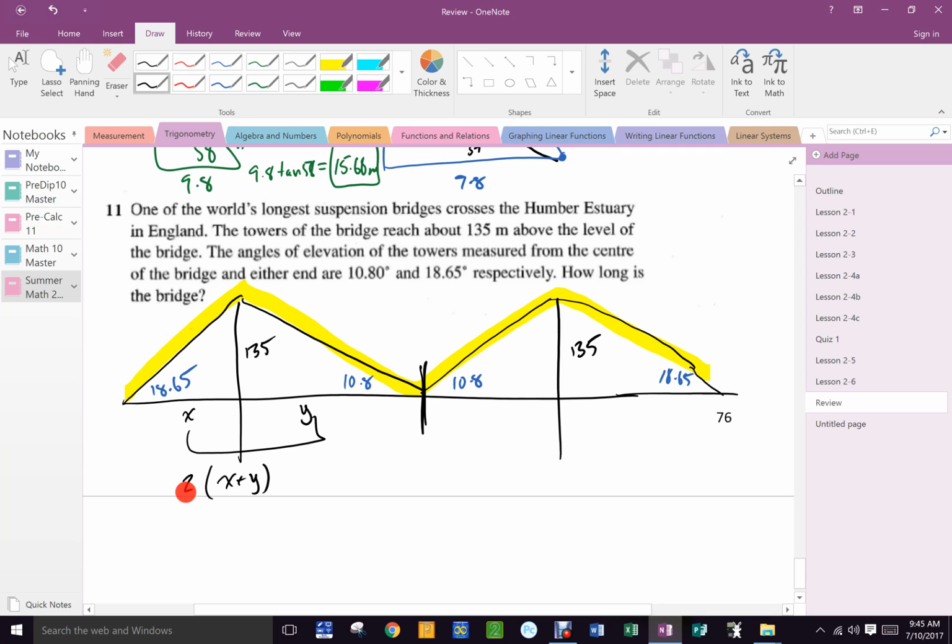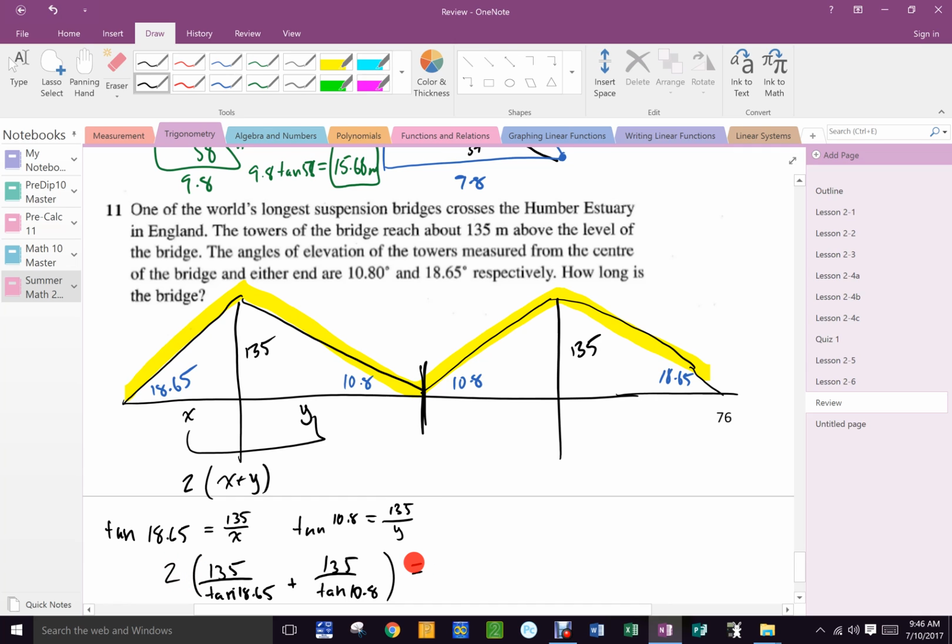That's it. So x, I have a theta, 18.65, and it's going to be tan, right? Opposite over adjacent. So tan of 18.65 is 135 over x, and tan of 10.8 equals 135 over y. Numbers on the bottom, or numbers on the top, so it's divide. So I need to go 135 divided by tan 18.65 plus 135 divided by tan 10.8. And then what do I need to do with that whole thing? Multiply by 2. And what do you get for an answer?